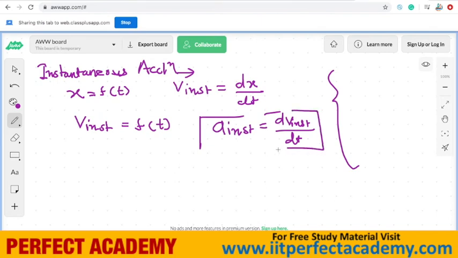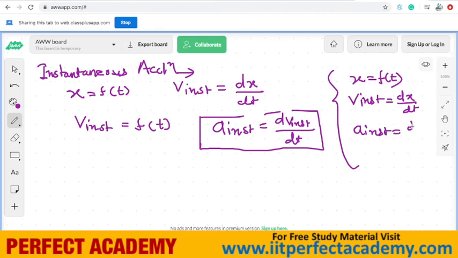So instantaneous acceleration is calculated at a single point, while average acceleration is calculated between t1 and t2, for a time interval. So if x is a function of t, I can say v instantaneous is equal to dx by dt and a instantaneous is equal to dv by dt, or I can even say d square x by dt square.